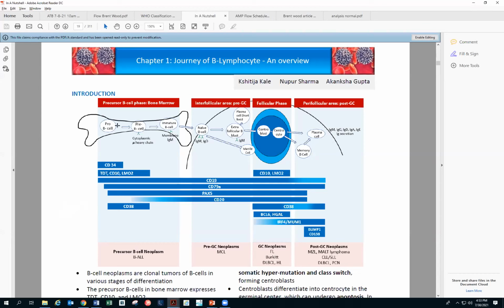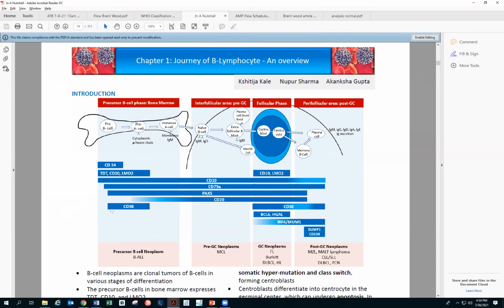CD20 is not a blast or immature marker. It is more of a mature marker. So CD20 will start coming in the intermediate or pre-B cell stage, and it will last till memory B cells. It will not be present in plasma cells. So basically we remember that PAX5 and CD20 are not in the plasma cells.